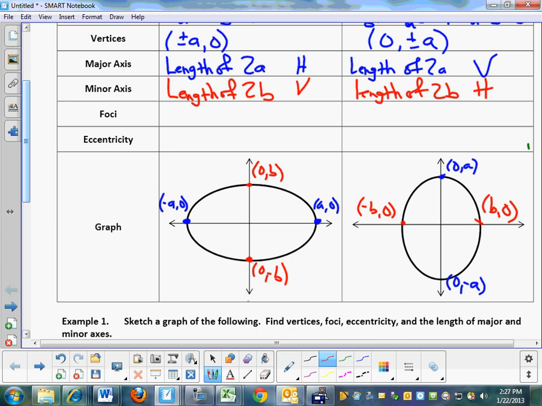So once we can find those points, then it's really easy to draw. You don't actually have to have the foci in order to draw it on a graph, but they are important. We need to find them. And we use another variable to represent the foci. Anybody want to guess what we use? C.